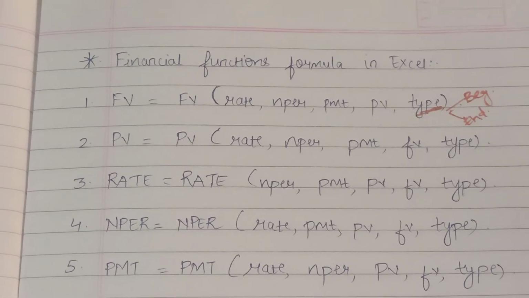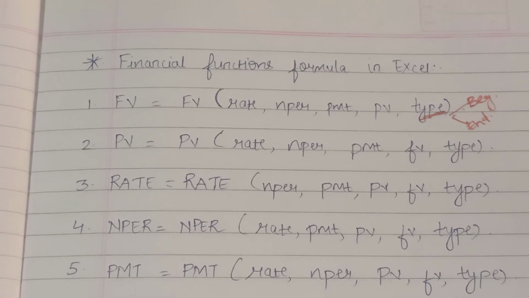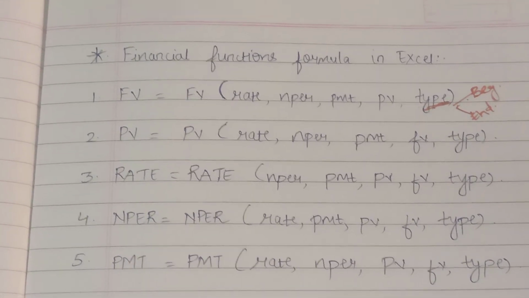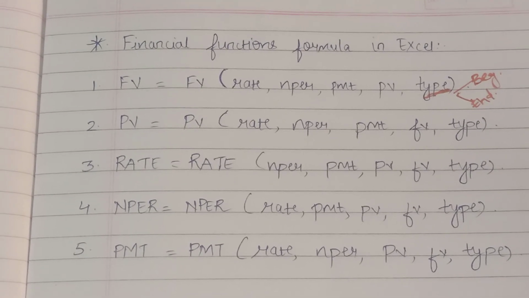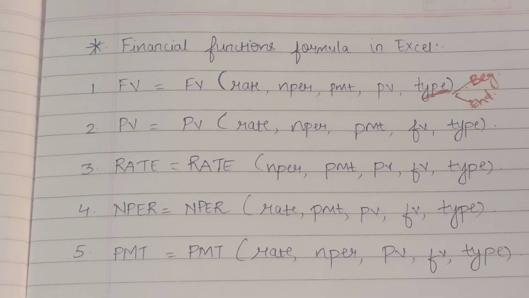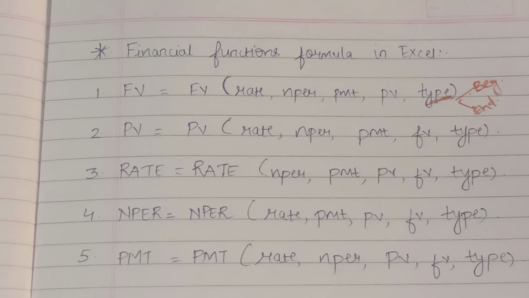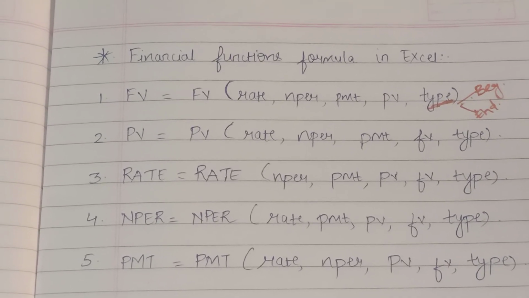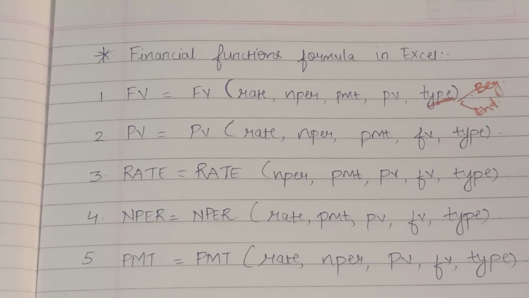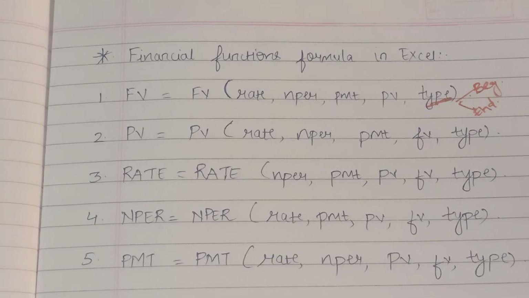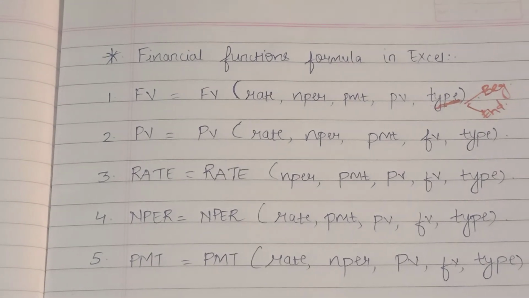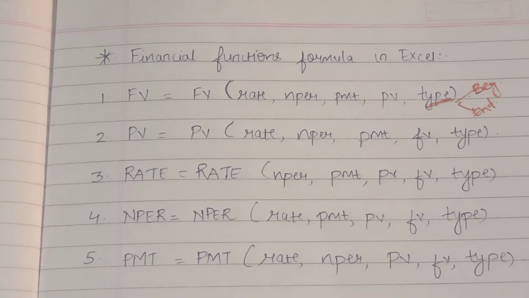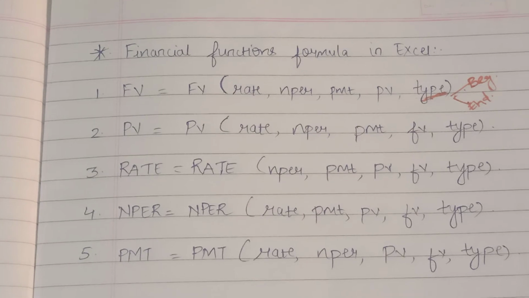In each of the formulas, one thing is common, that is type. Type can be either begin mode or end mode. End mode is usually used for loan questions, or otherwise the question itself tells you to find it in end mode, then we use end mode. Otherwise all the questions are done in begin mode. The type is in begin mode.